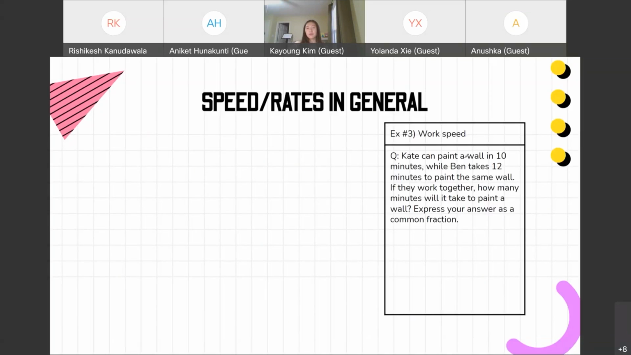So if Kate paints one wall in 10 minutes, that means each minute she paints 1/10 of the wall. So after 10 minutes, she would be done painting. And for Ben, he takes 12 minutes. So he paints 1/12 of the wall each minute, and that's why after 12 minutes, he's done painting.